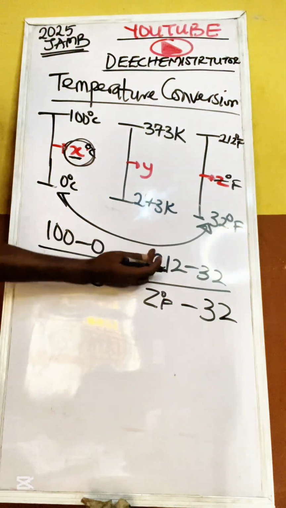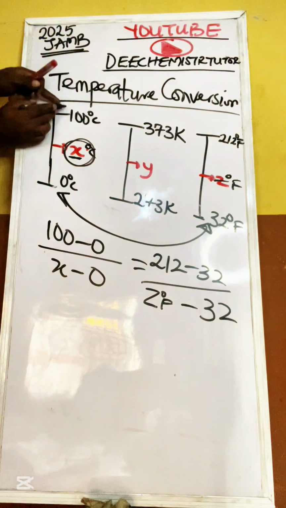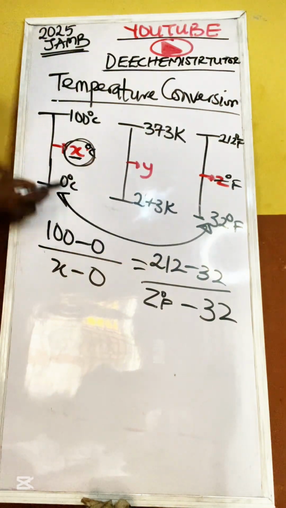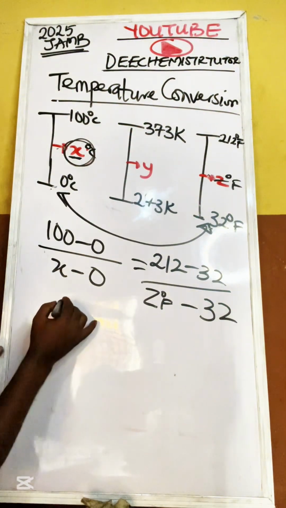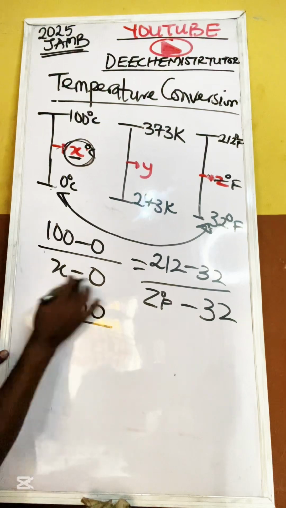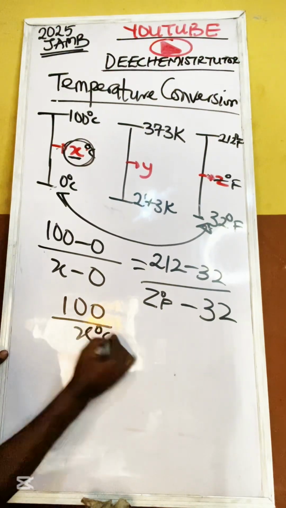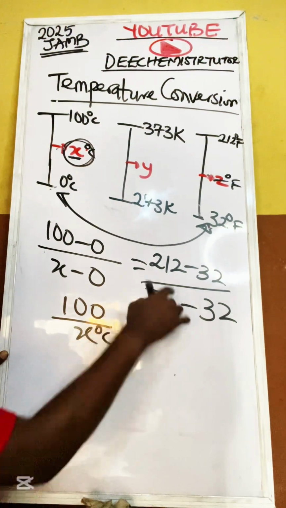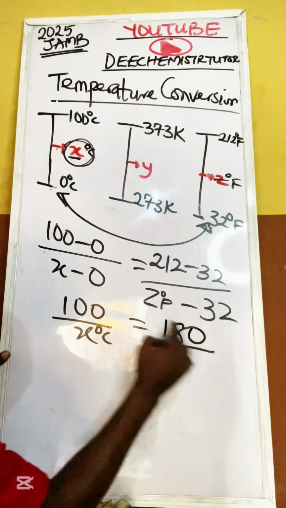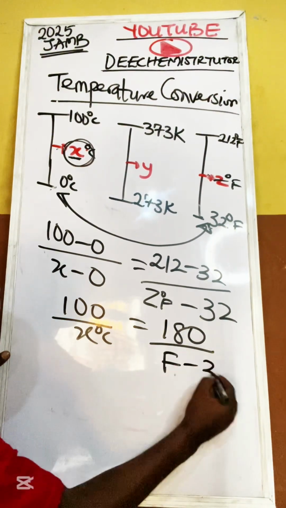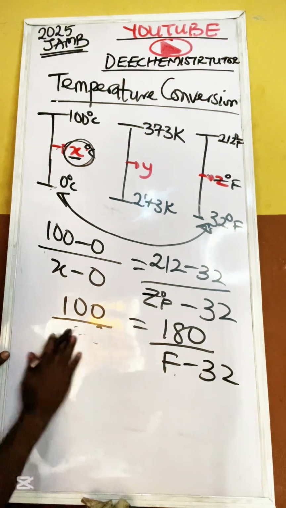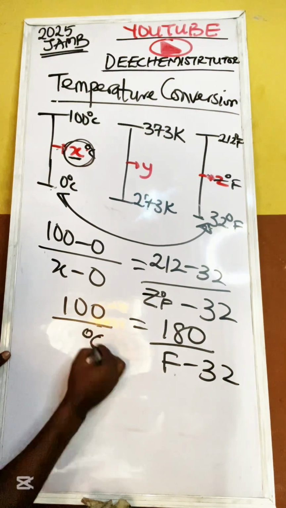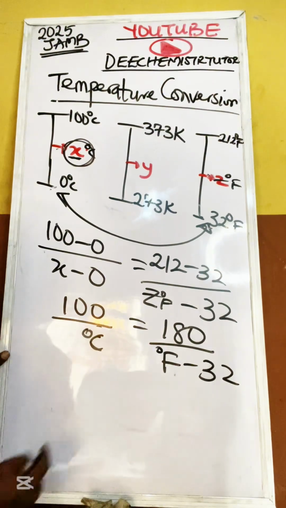That's the same thing. 100 minus 0 equals 212 minus 32. That is upper point minus lower point, then what I'm looking for minus lower point. That's just it. It's very easy. So let me just do the math. This is 100 over X. Don't forget, this is Celsius. Equals, when you do this one, 180 over Fahrenheit minus 32. Don't forget, it's Z, but I just want to be using the value as degrees Celsius. You get that degree Fahrenheit.